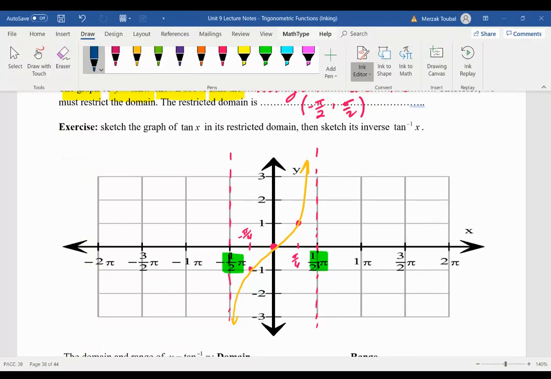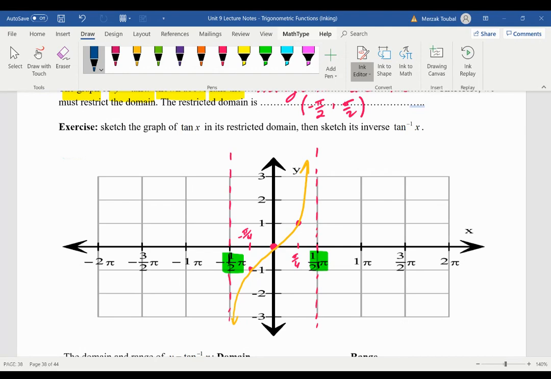Now, how do we get the inverse? We switch the x and the y of every point, and in regards to the vertical asymptotes, they become the horizontal asymptotes. So let's start with the asymptotes. The vertical asymptotes, they are x equals negative pi over 2, x equals pi over 2. They become the horizontal asymptotes, which means y equals negative pi over 2, and y equals pi over 2.